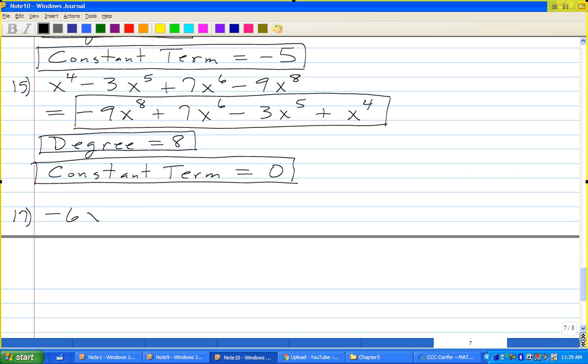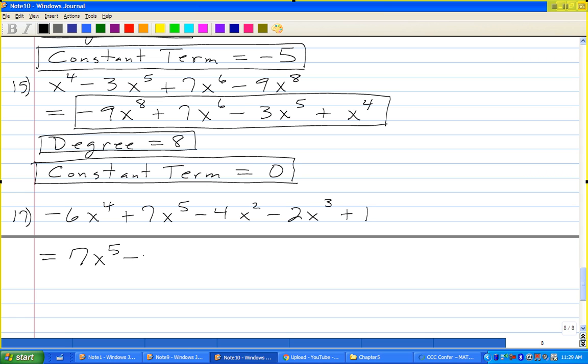Negative 6x to the 4 plus 7x to the 5 minus 4x squared minus 2x cubed plus 1. This is equal to 7x to the 5 minus 6x to the 4 minus 2x to the 3 minus 4x to the 2 minus 1.